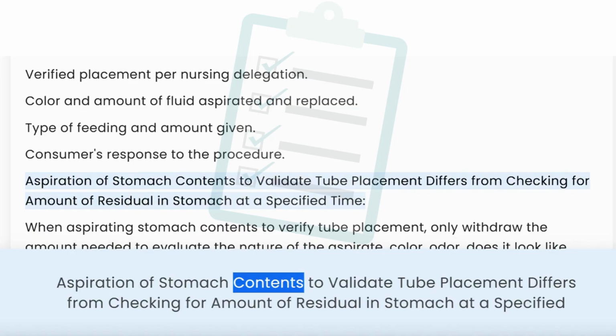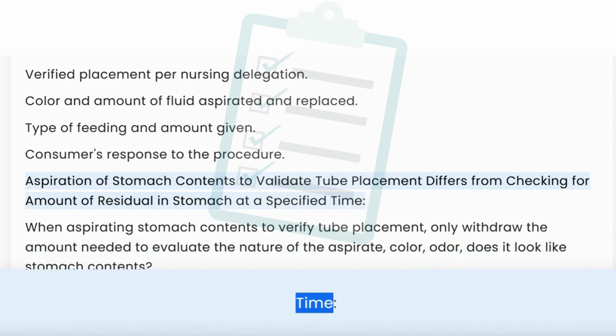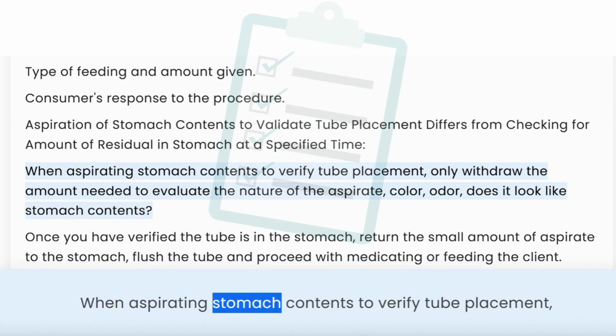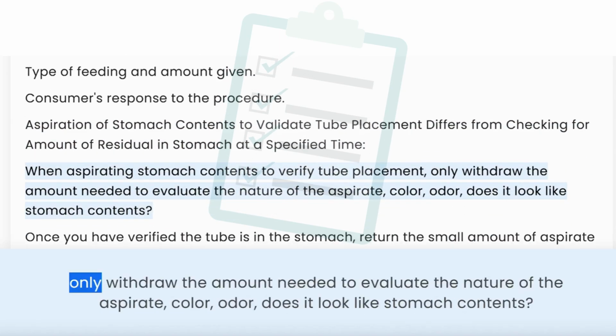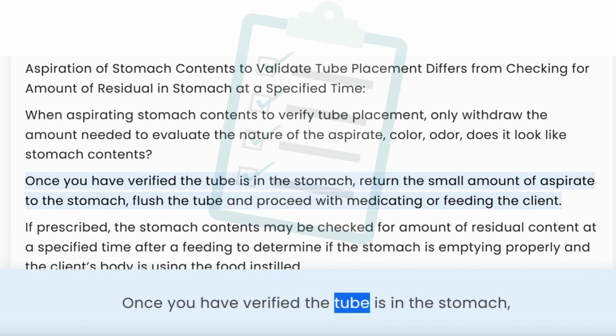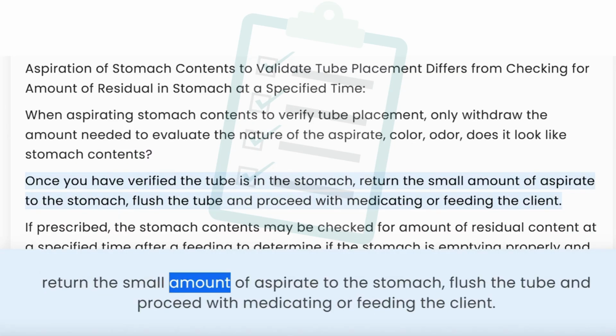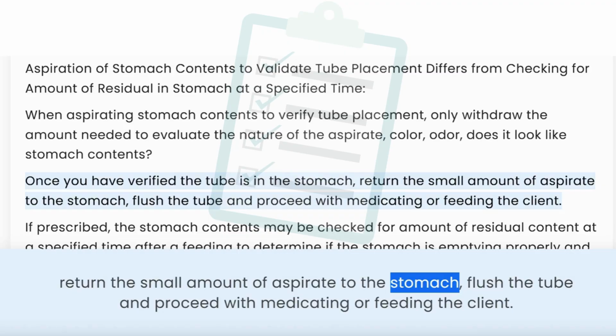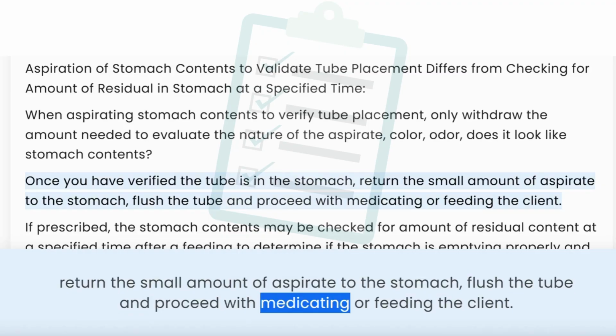Aspiration of stomach contents to validate tube placement differs from checking for amount of residual in stomach at a specified time. When aspirating stomach contents to verify tube placement, only withdraw the amount needed to evaluate the nature of the aspirate: color, odor. Does it look like stomach contents? Once you have verified the tube is in the stomach, return the small amount of aspirate to the stomach, flush the tube, and proceed with medicating or feeding the client.